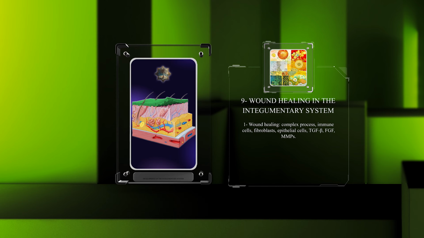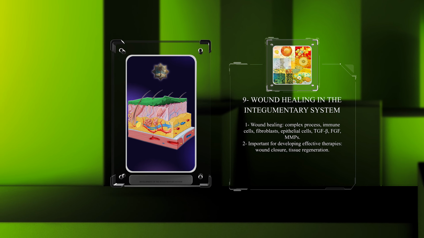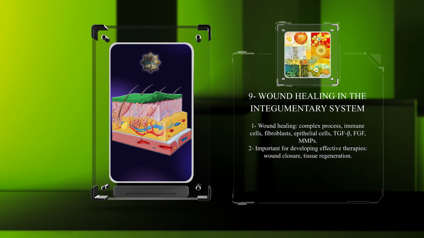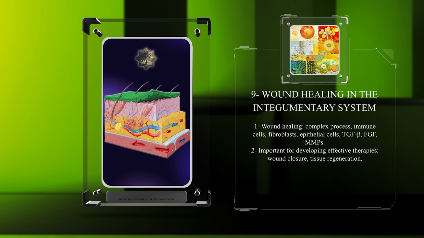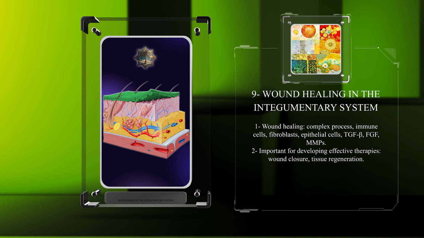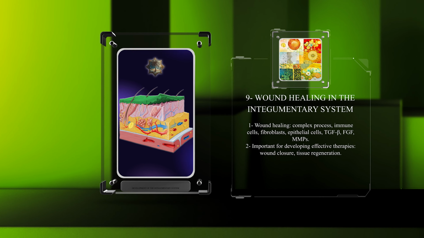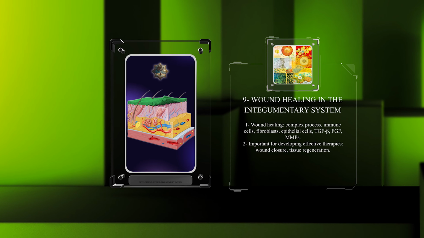Wound healing in the integumentary system is a complex process involving immune cells, fibroblasts, and epithelial cells. Molecular factors like TGF-beta, FGF, and MMPs play important roles. Understanding this process is crucial for developing effective therapies for wound closure and tissue regeneration.